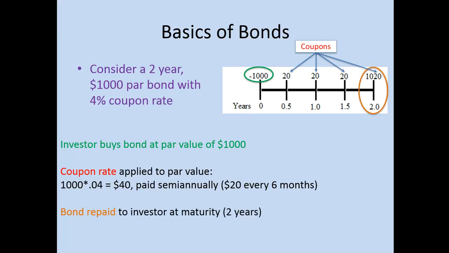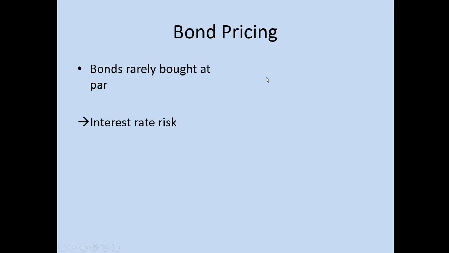And like I said, the last thing that happens is you get repaid the $1,000 of the bond at maturity. Now, one thing to note is that bonds rarely sell at their par value. And this has to do largely with interest rate risk, but also risks of the company. But let's think about this.